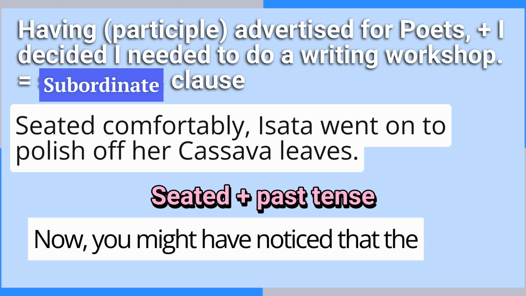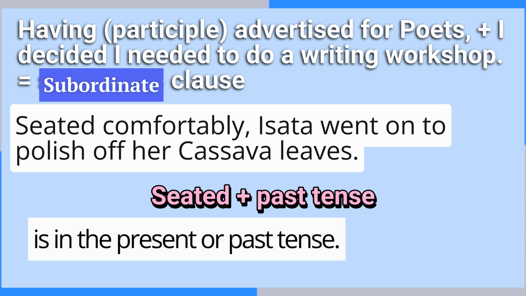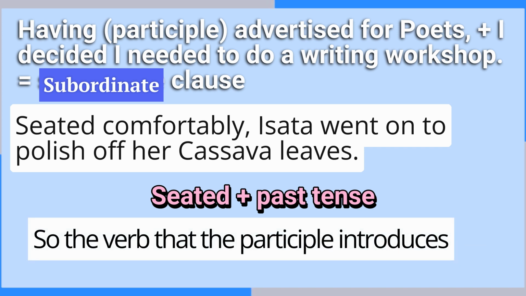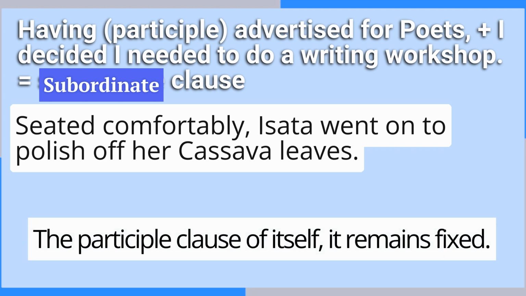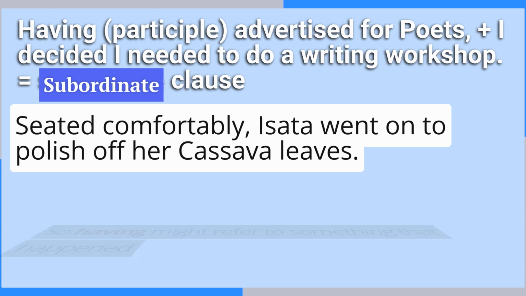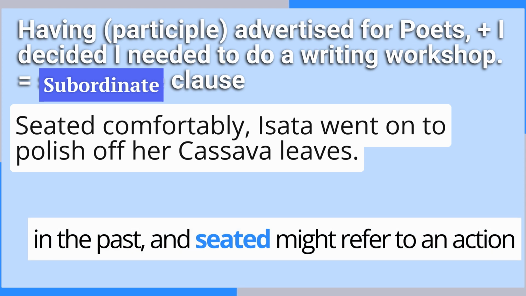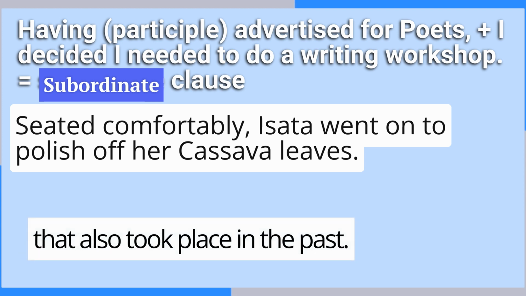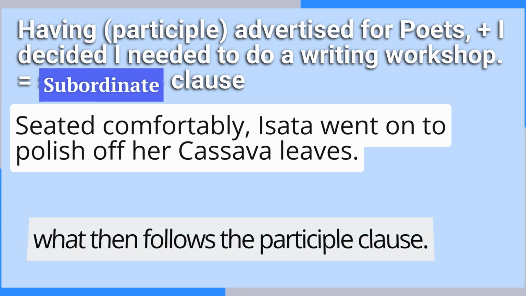Now you might have noticed that the participle does not change whether the verb is in the present or past tense. So the verb that the participle introduces determines when the action took place. The participle clause of itself remains fixed. So having might refer to something that happened in the past, and seated might refer to an action that also took place in the past. What determines the verb form is what then follows the participle clause.